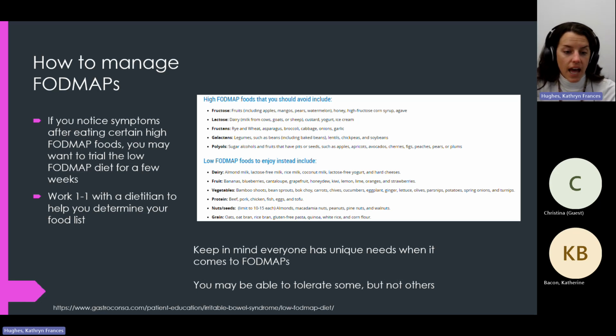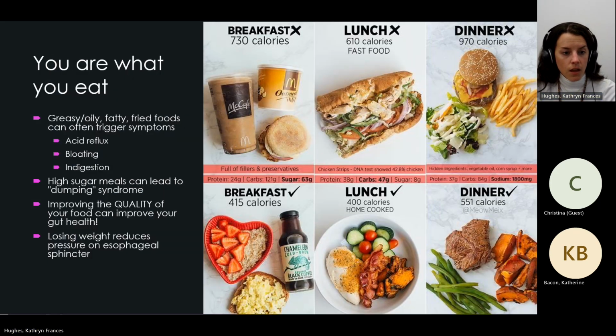And if something really wreaks havoc, you might have a sensitivity to it, or maybe until we heal the gut, that's a food that's not agreeing with you. So just know that everybody is different though. Some people are like, no, I'm absolutely fine with beans, but broccoli kills me. It really depends on the person. So that's why it's good to work one-on-one with a dietitian to help you navigate this.